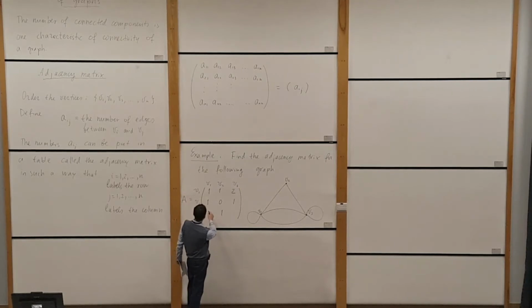So what else is missing? V3 and V1, it's the 2, which we had before, it's the same 2. And finally, V3, V3, there's a single loop there, so that puts a 1.